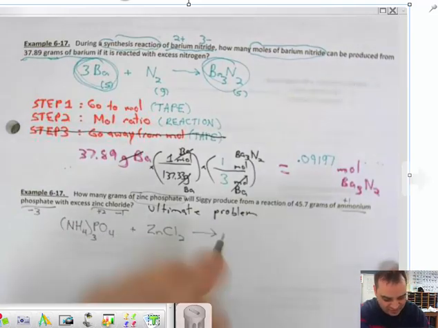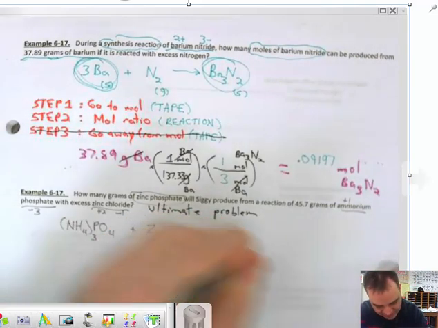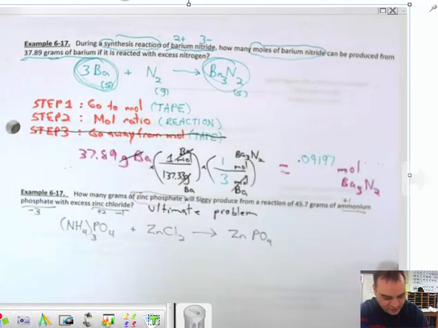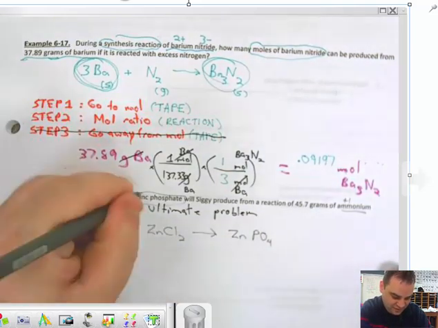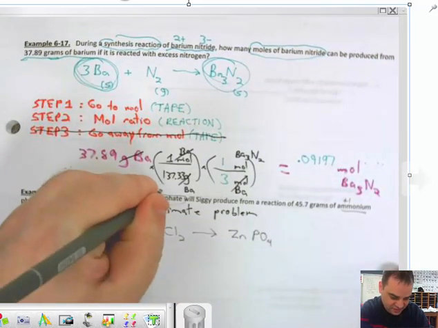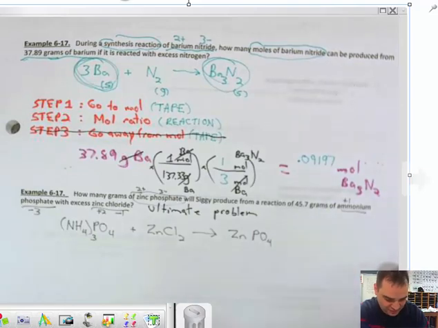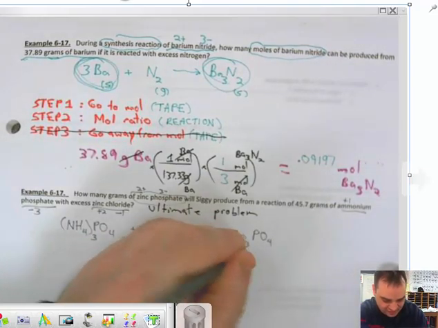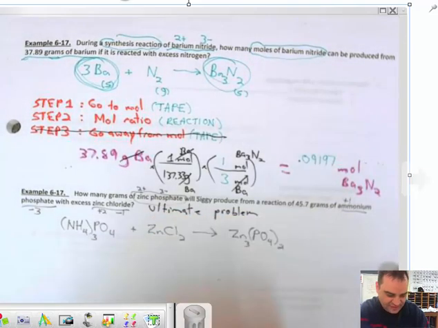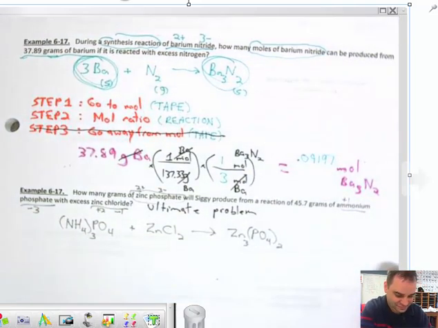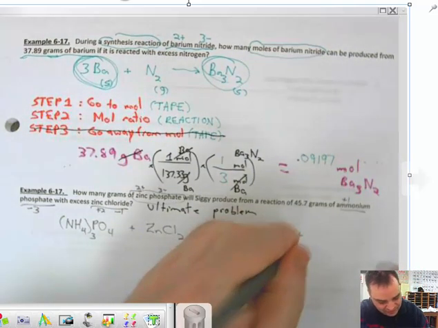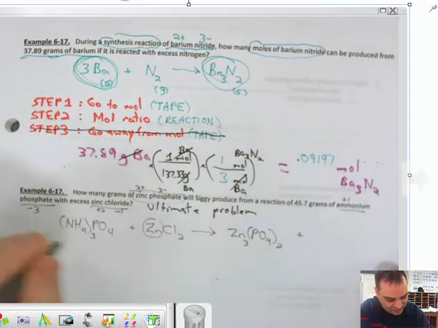So we make zinc phosphate. So we have ZnPO4. Zinc is 2 plus, phosphate is 3 minus. So that is Zn3(PO4)2. So we have taken care of this and this.